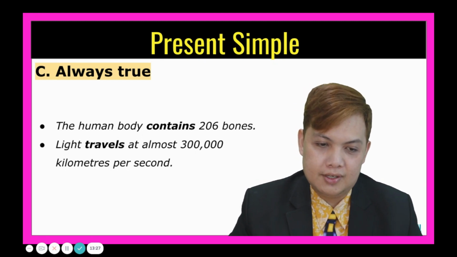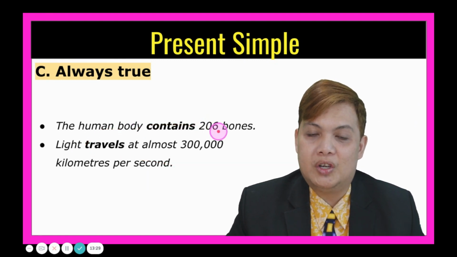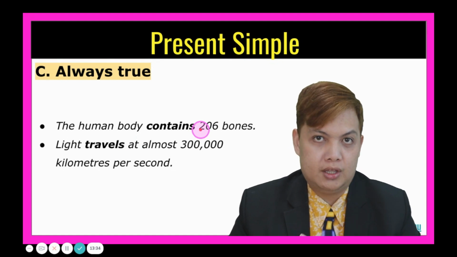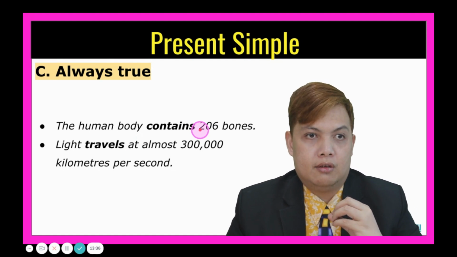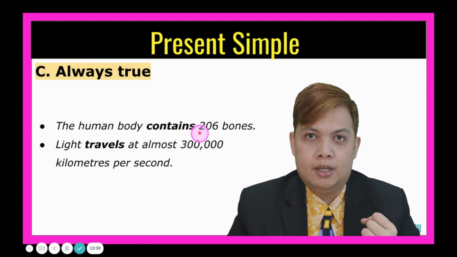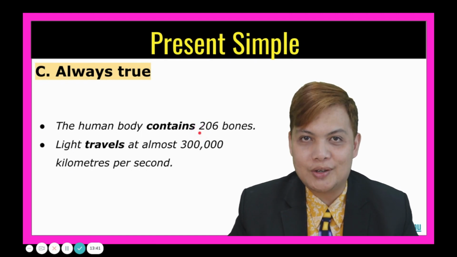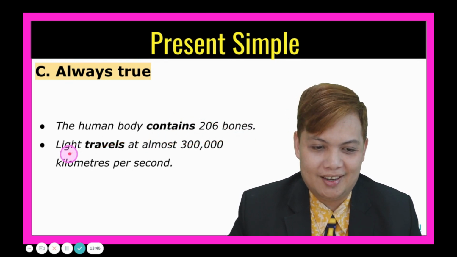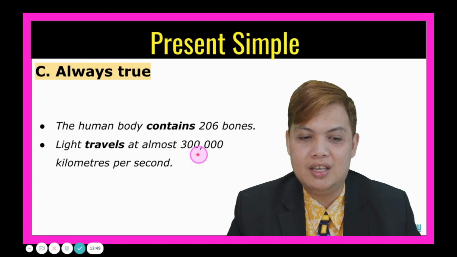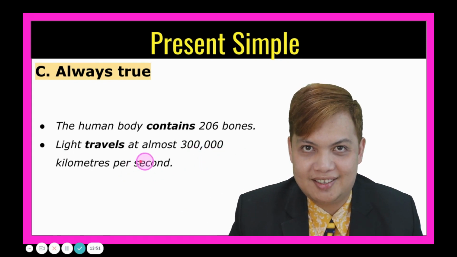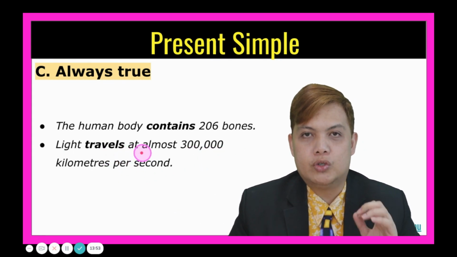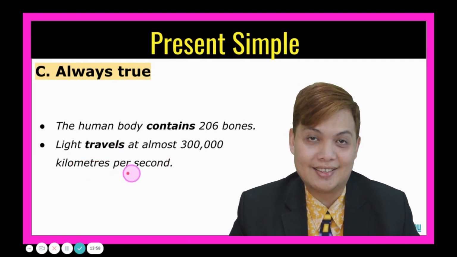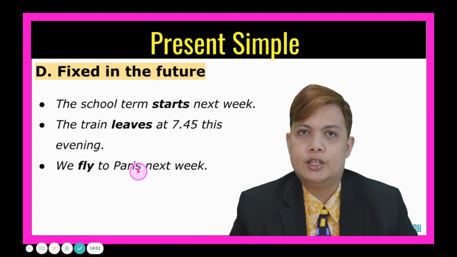Alright? Like for this example, the human body contains 206 bones. A regular human body contains 206 bones. It would never change. Maybe in thousands of years after this lifetime, we'll have additional bones. Who knows? All right. Light travels at almost 300,000 kilometers per second. So this is a fact. Now, let's move on to letter D.